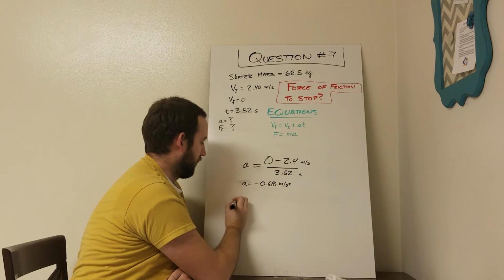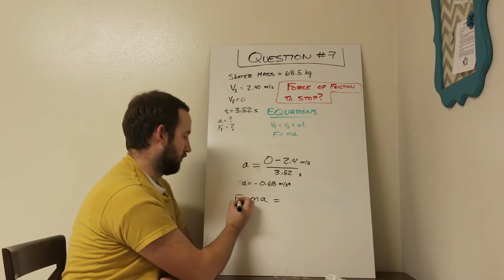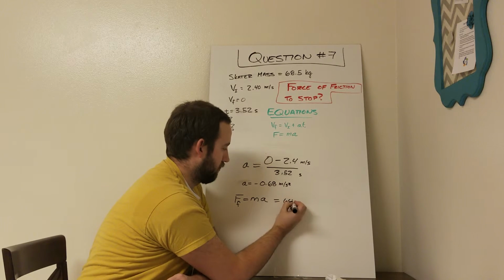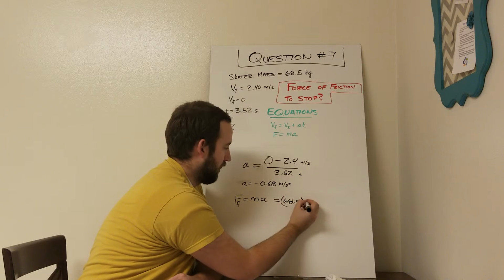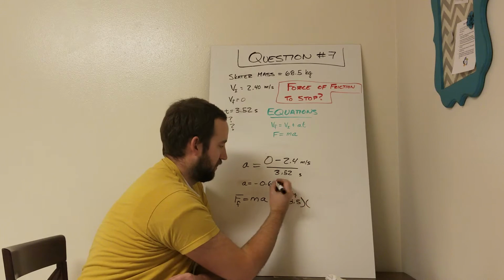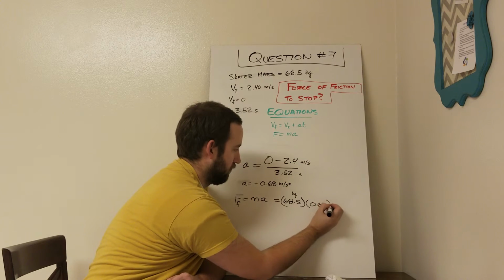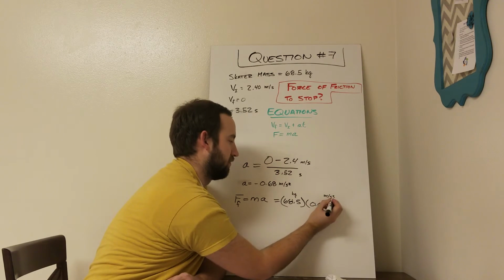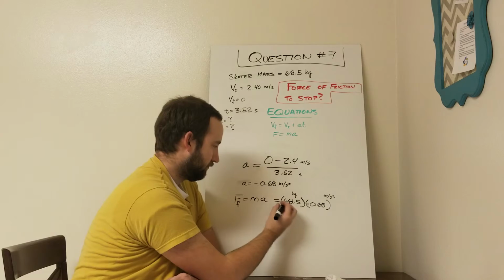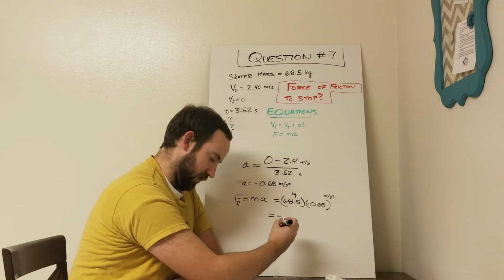When we do that, F equals ma. So the force equals the mass, 68.5 kilograms, times our acceleration, negative 0.68 meters per second squared. When we plug this into our calculator, we end up with negative 46.7 newtons.